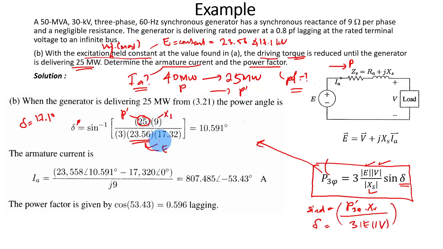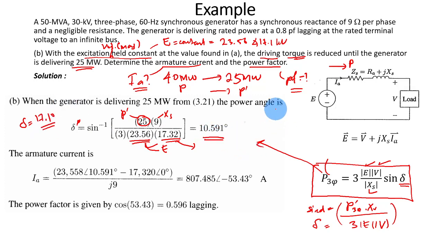Okay, and then multiply by the voltage of the field. Of course, the terminal voltage will always be held constant. Now we don't want to change that phase voltage. Okay, 17.32. So if you plug in all the numbers and take the sine inverse of this value here, you will get around 10.59 degrees. So from 17.010 degrees, it goes down to 10 degrees.